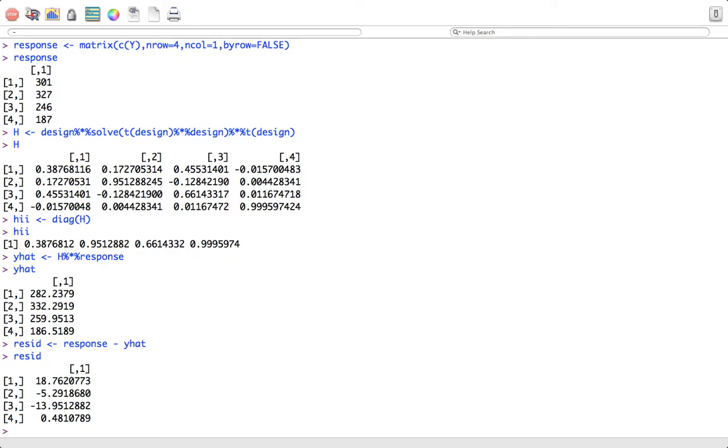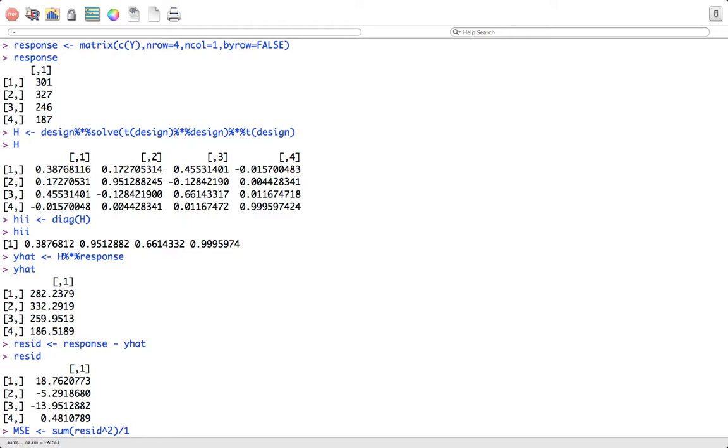Now, the next thing I need to do is create the variance covariance matrix, so I can get the diagonals from that matrix. To do that, we're going to have to get the mean square error first. So let's create the mean square error. The mean square error is going to be the sum of the residuals squared divided by n minus 3.